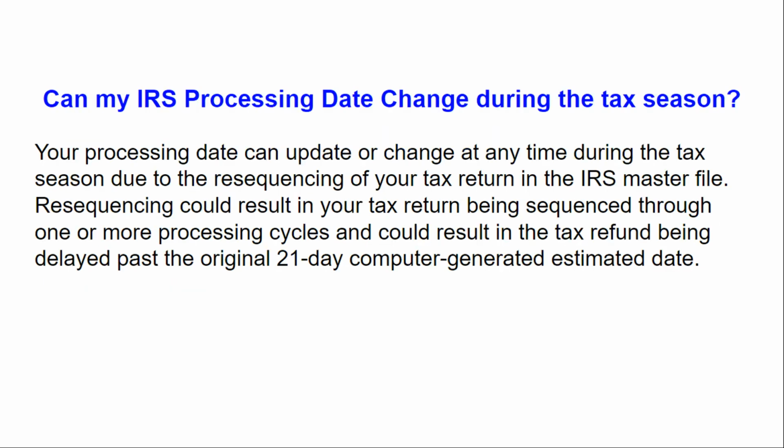Can my IRS processing date change during the tax season? Your processing date can update or change at any time during the tax season due to resequencing of your tax return in the IRS master file. Resequencing could result in your tax return being sequenced through one or more processing cycles and could result in the tax refund being delayed past the original 21-day computer-generated estimated date.